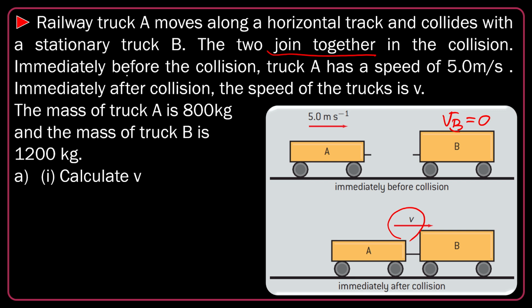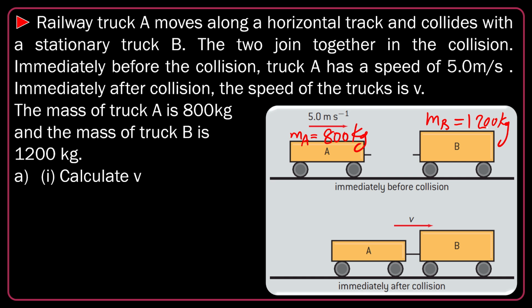Immediately before the collision, truck A has a speed of this. It's written here. Immediately after the collision, the speed of the trucks is v, as you see here. The mass of truck A is given to be 800 kilograms, and the mass of truck B is 1,200 kilograms. Part A-I, calculate V.